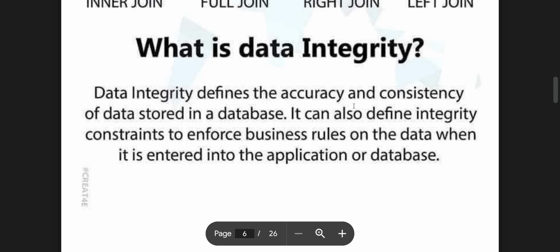What is data integrity? Data integrity defines the accuracy and the consistency of the data stored in the database. It can also define integrity constraints to enforce business rules on the data when it is entered into the application or the database.